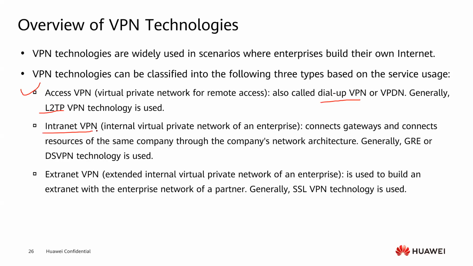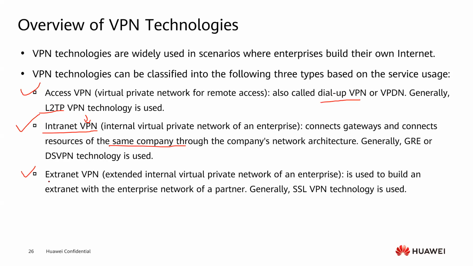Another is the Intranet VPN. Intranet VPN means that I create a VPN connection between two branch companies, or between the branch and the headquarters, but those branches belong to the same company. So Intranet VPN basically means the branch and the headquarters are in the same company and want to create a connection. And thirdly is the Extranet VPN.